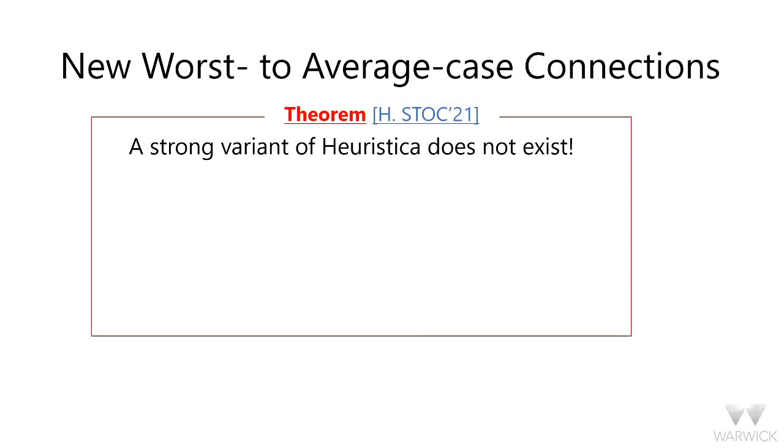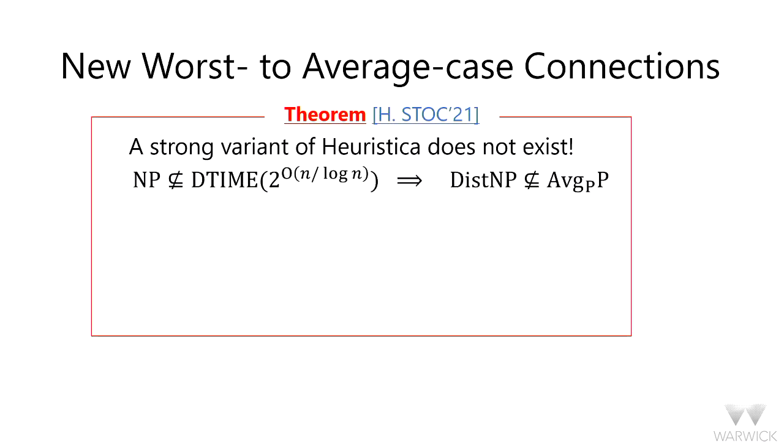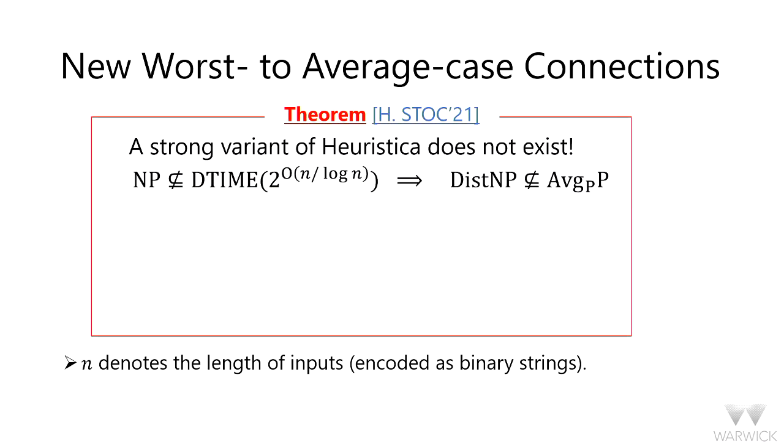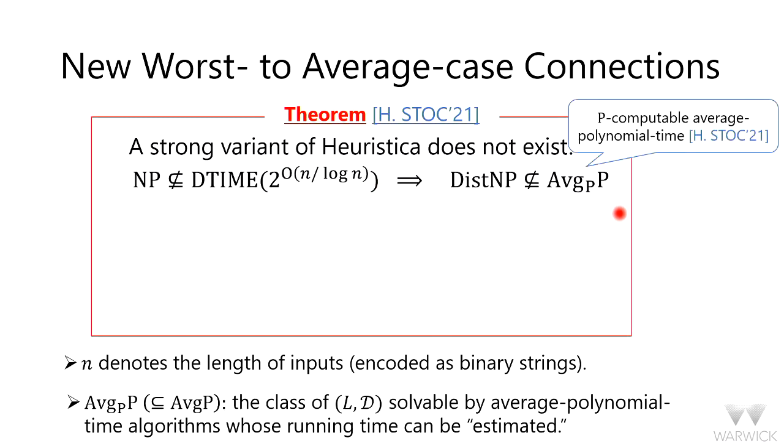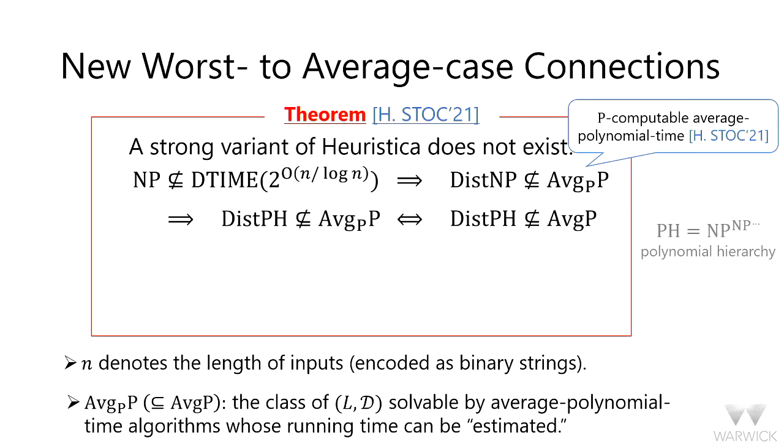So we can actually exclude a strong variant of Heuristica in the following sense. If NP requires time 2 to the n by log n, we can actually show that NP cannot be solved on average. Here, n denotes the length of input, which can be encoded as a binary string. And the notion of average-case computation here is actually not standard, and we need to consider P-computable average-case polynomial time, which we introduced before. So remember that P-computable average-case polynomial time is a class of algorithms whose running time can be estimated, in the sense that the time bound can be computed in the worst case. You might think that this is a bit cheating because this is a new notion which we introduced, but there is evidence that this is somehow close to the standard notion.